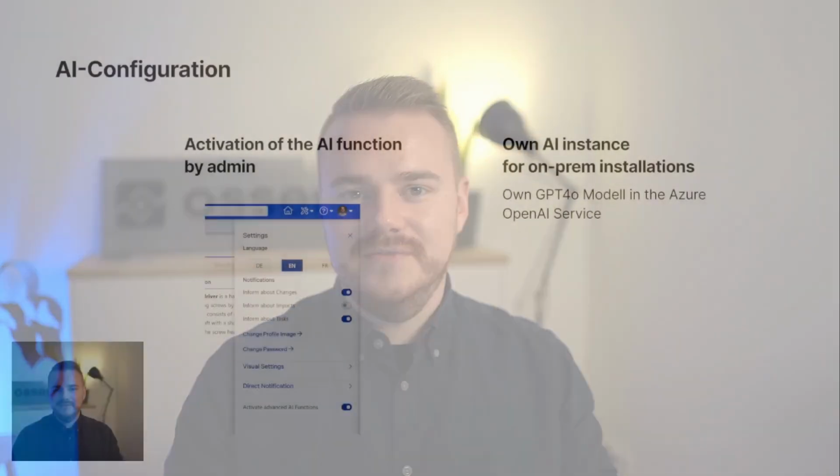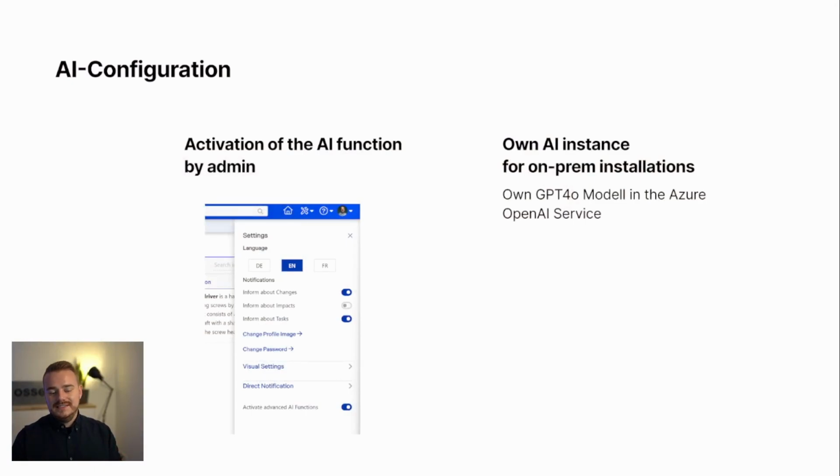So the next change concerns the AI configuration. It's now possible for an reqSuite admin, so an admin user, to activate or deactivate the AI functions within the settings. So you can click on your avatar and then on settings, and then you can activate advanced AI functions here.